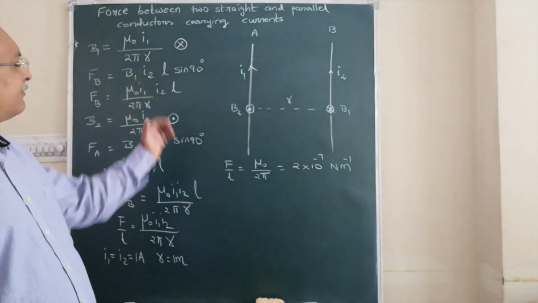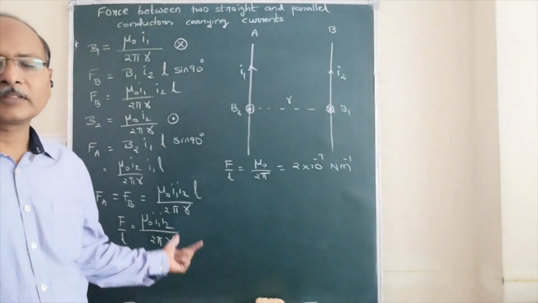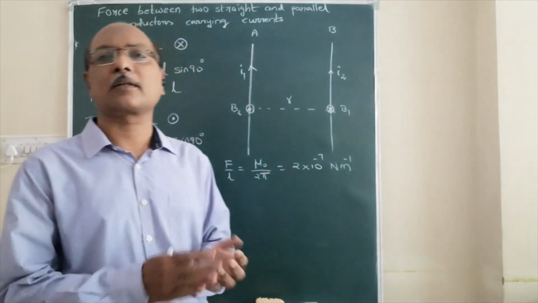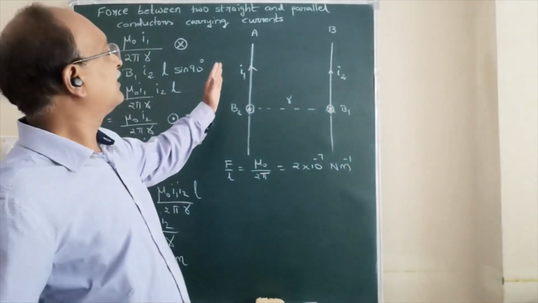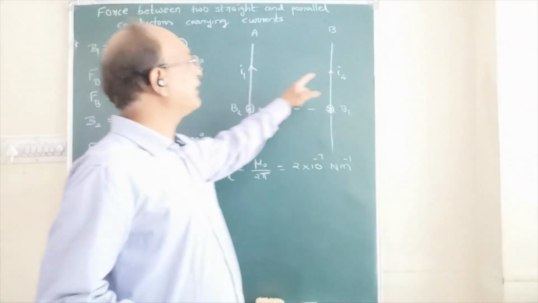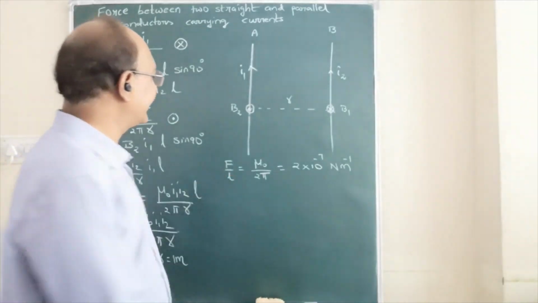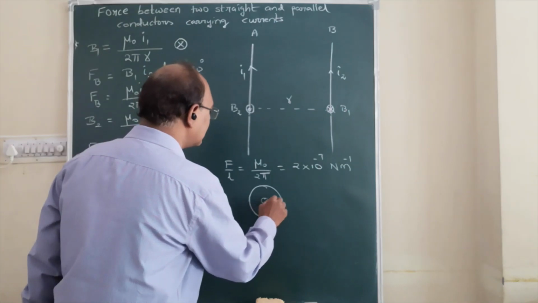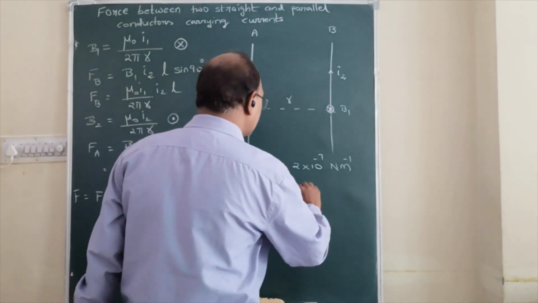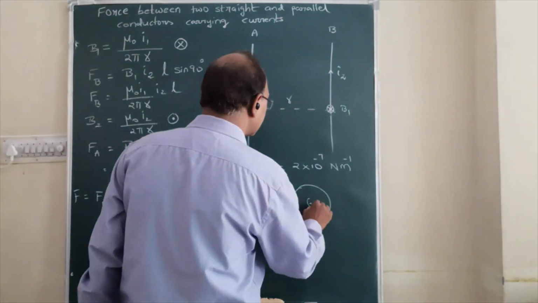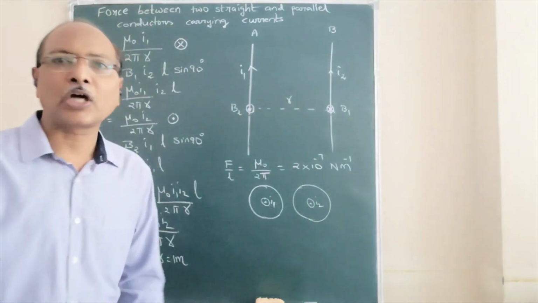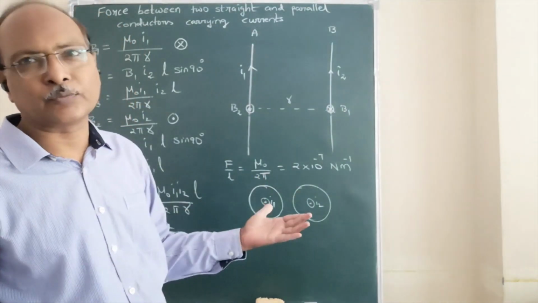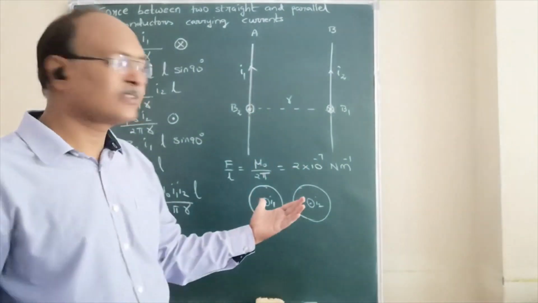Now, here we are given the magnitude of the force. Now, the nature of the force can be found, whether it is attractive or repulsive. So for that, here we take the currents in the same direction. So if you indicate I1 and I2, suppose we are seeing from here, the currents are coming out of the plane.